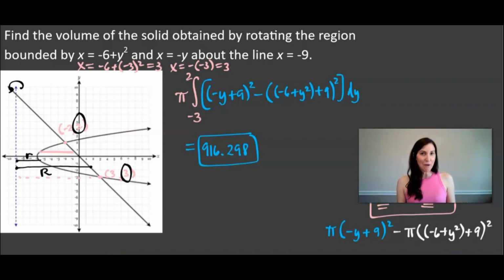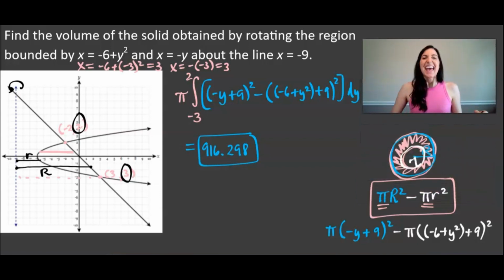And moving myself right back up to the top, here I go. And that is how you find the volume of a solid, by taking a region and rotating it about a vertical axis of revolution.